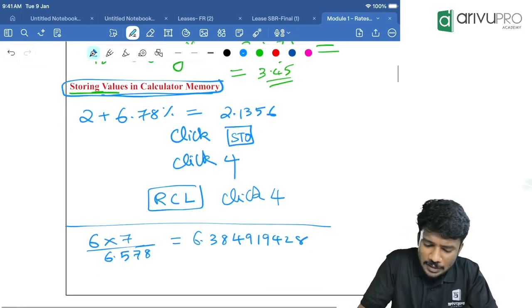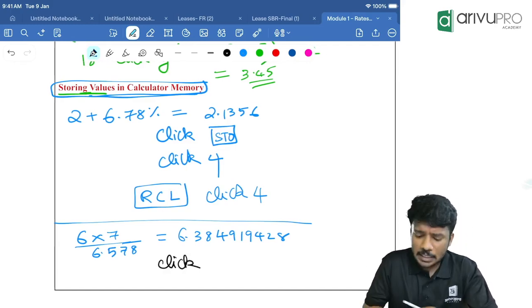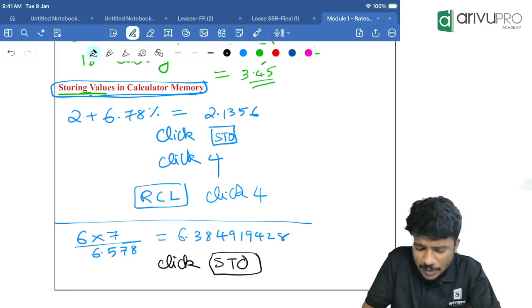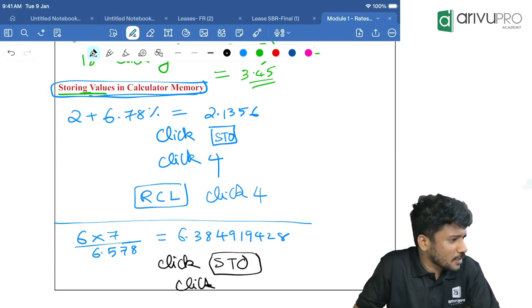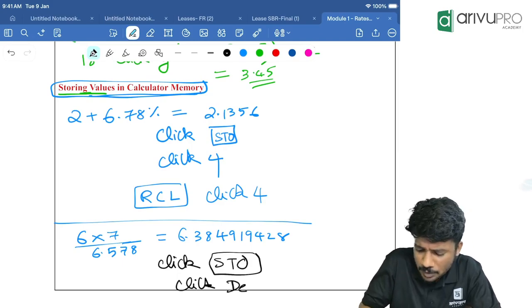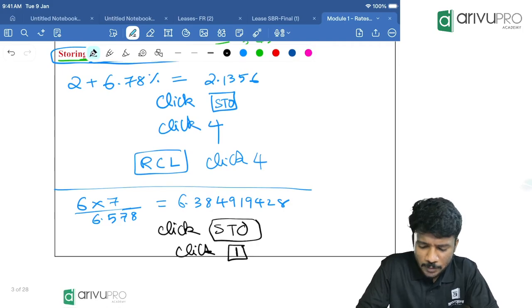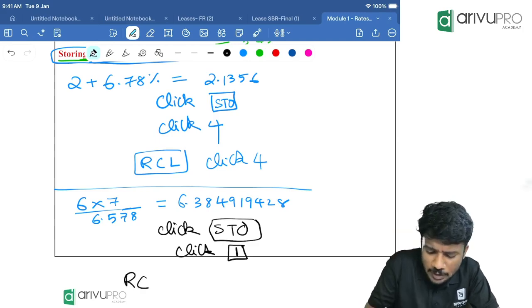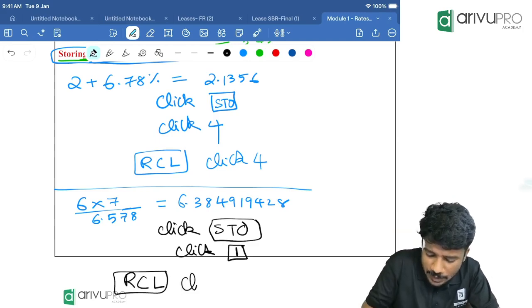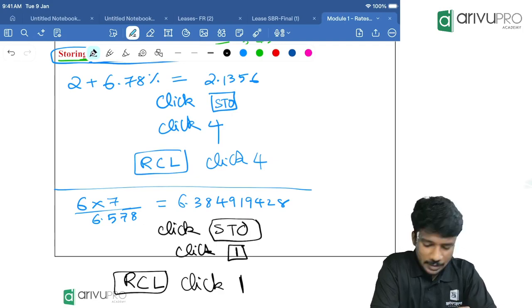Now we need to store it. Wherever you want to store the value, you can store it there. Click the STO button on your calculator. Then click which number you want to save it at. You want to save it at 1. Click the numeral 1 button on your calculator. That means when you click button 1, the value is now saved in button 1. Now how to recall it? Click the RCL button, then click number 1. It will come back. Clear everything. Then type what?